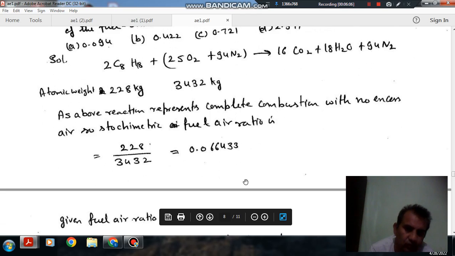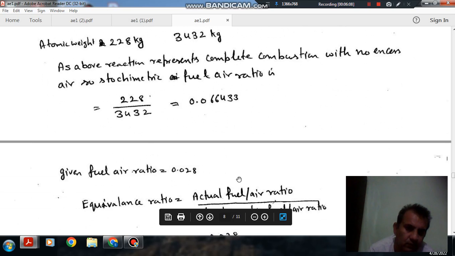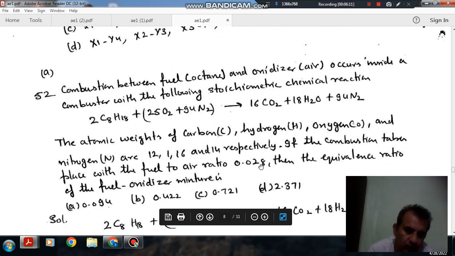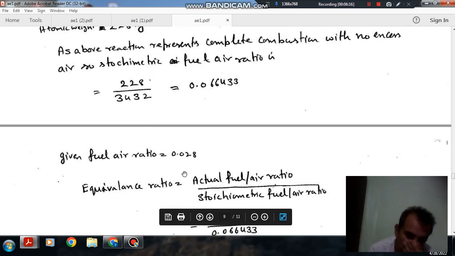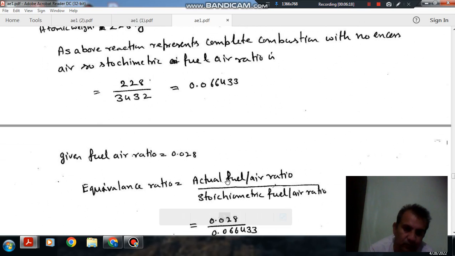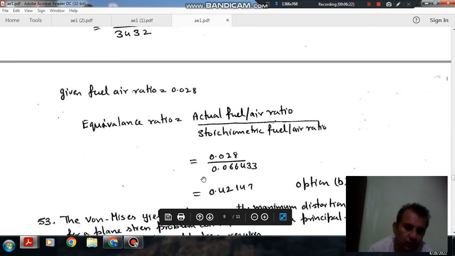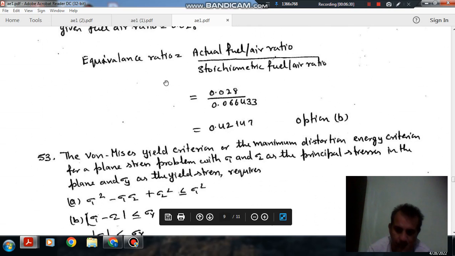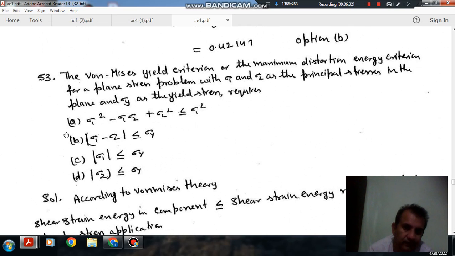0.066433. This is your stoichiometric fuel air ratio, and the given fuel air ratio is 0.028. Okay, so the equivalence ratio is actual fuel air ratio by stoichiometric fuel air ratio. Okay, so it will be 0.42147. Option B is the right answer. Okay.